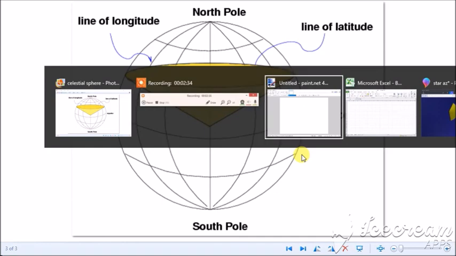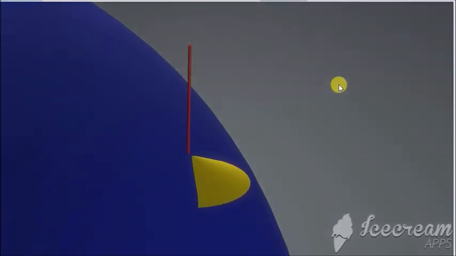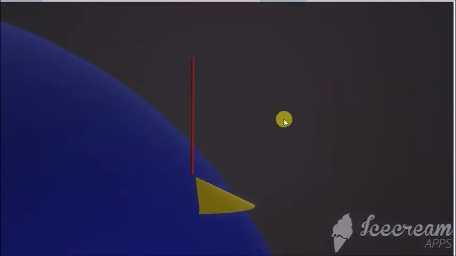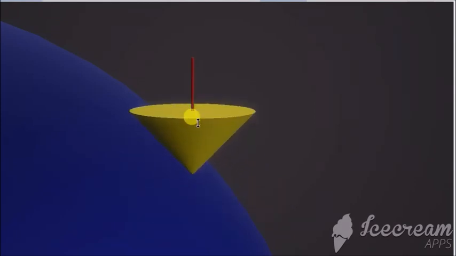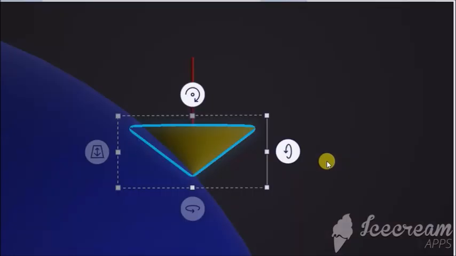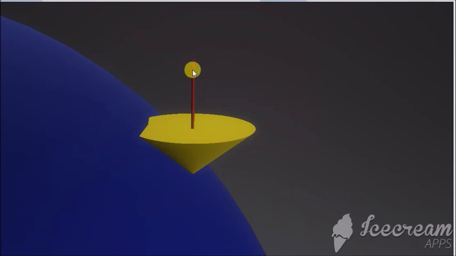Now I made something here. This is the Earth, of course not to scale, and this is our cone here. This red line is parallel to the rotational axis of the Earth, and the star is not here, the star is far away, but it's the same thing. I'm just scaling down the cone.